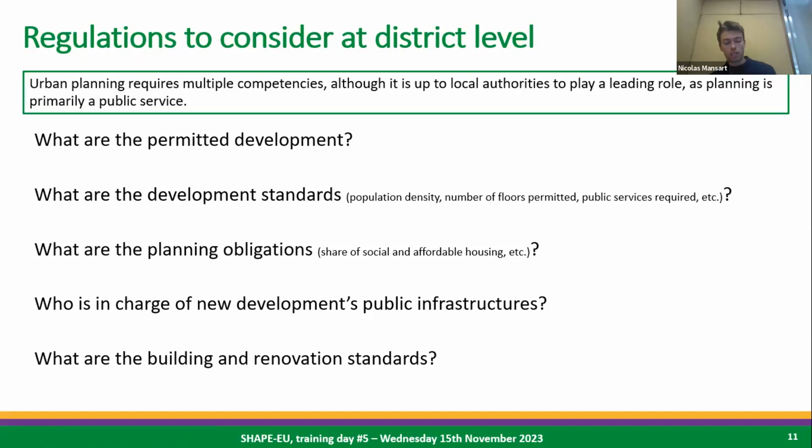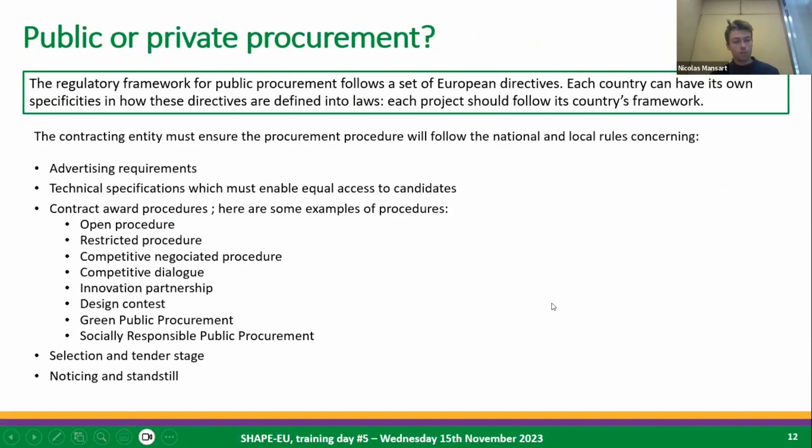If we go on to the next slide, we wanted to make a focus on the procurement process. There are two types of procurement, public or private. On this slide, we focus on public procurement. The regulatory framework for public procurement follows a set of European directives. So there's a common scope for everyone in Europe, but each country can have its own specificities in how these directives are defined into laws. So each project should follow its country's framework.